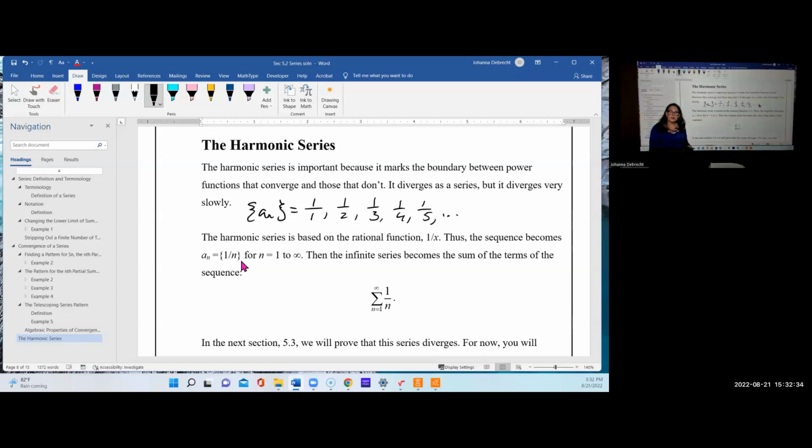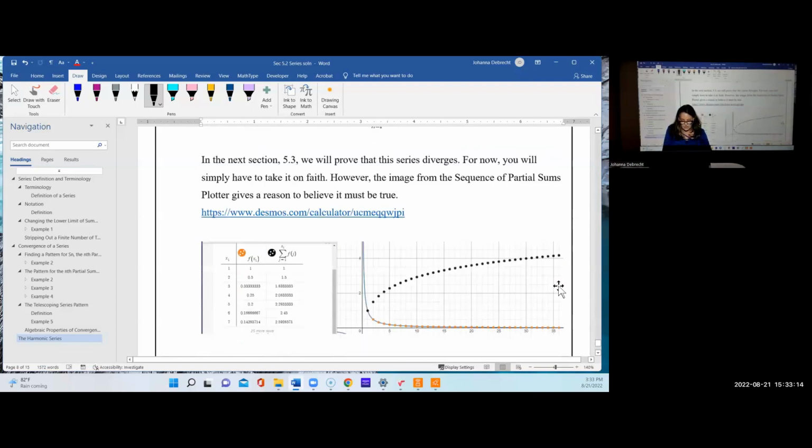And because they're getting smaller and smaller and they're practically 0, when we add them up, it could be possible, not guaranteed, but possible, that the infinite series adds up to a finite number, but in fact it does not. The harmonic series is sort of the boundary function between ones that do converge and ones that don't. So it diverges as a series, but it diverges very slowly. So the sequence of partial sums does go to infinity, but it does so in a relatively slow manner. We will prove in the next video that this series diverges, but for now you'll have to take it on faith.